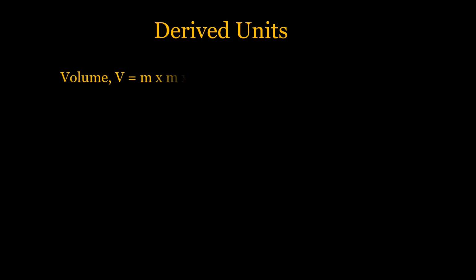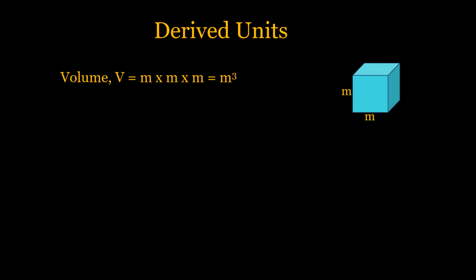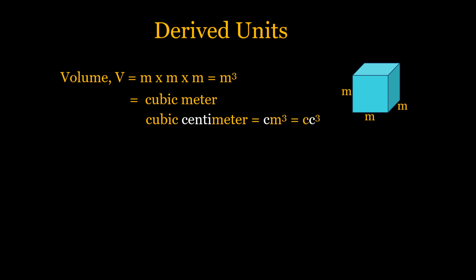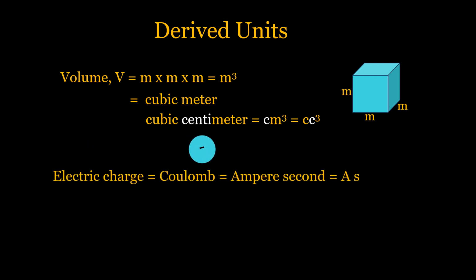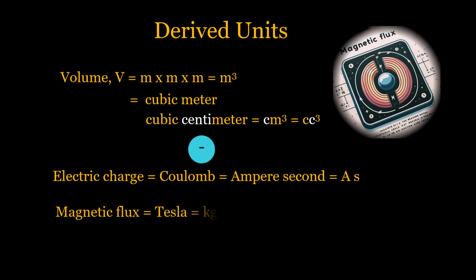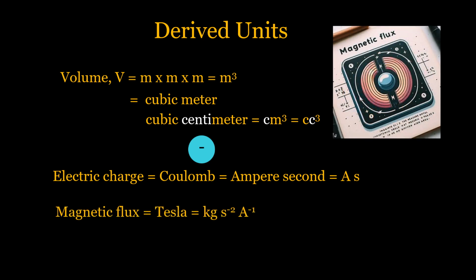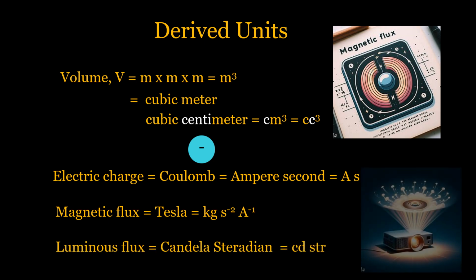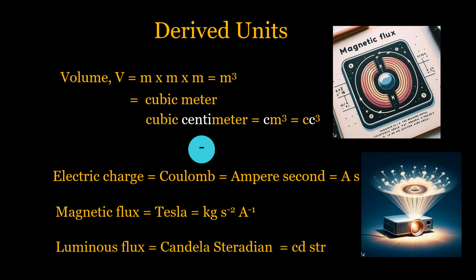Volume is a distance in 3 dimensions. Its SI unit would be cubic meters. It is also measured in cubic centimeters, which is written in 2 ways as shown here. SI unit of electrical charge is coulomb. 1 coulomb is equal to ampere second. Next one is magnetic field. Its SI unit is tesla, equal to kilogram per second squared per ampere. Luminous flux has units of lumen, which are equal to candela steradian.